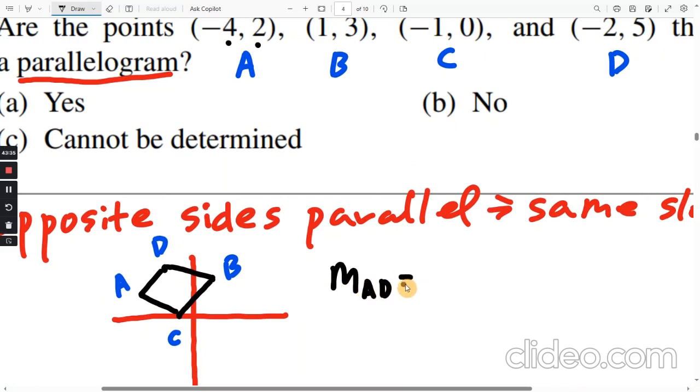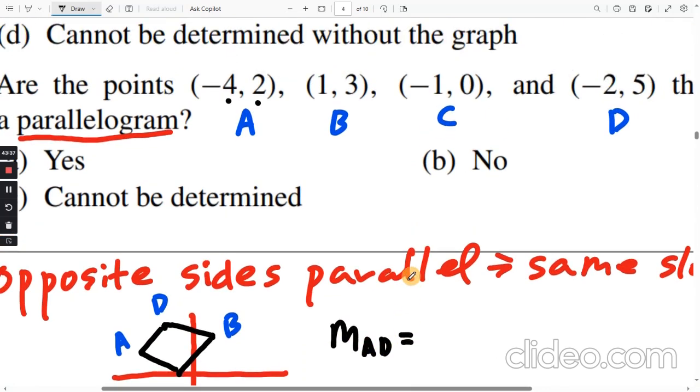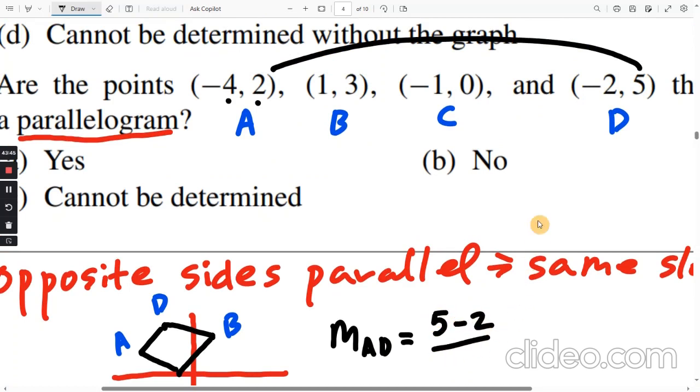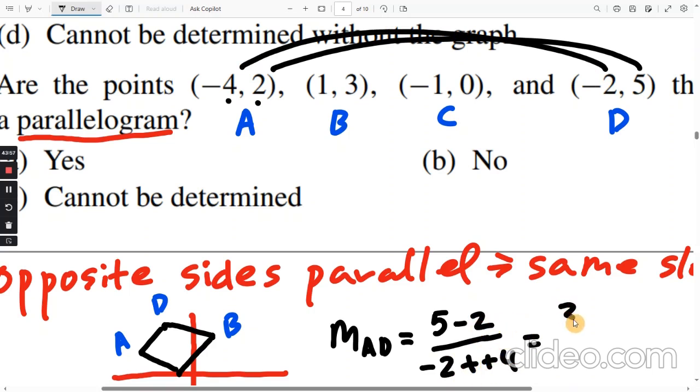The slope for AD, change in y over change in x. So I'm going to do 5 minus 2. And I'm going to do negative 2 minus negative 4. The 2 negatives make it positive. 5 minus 2 is 3. Negative 2 plus 4 is 2.